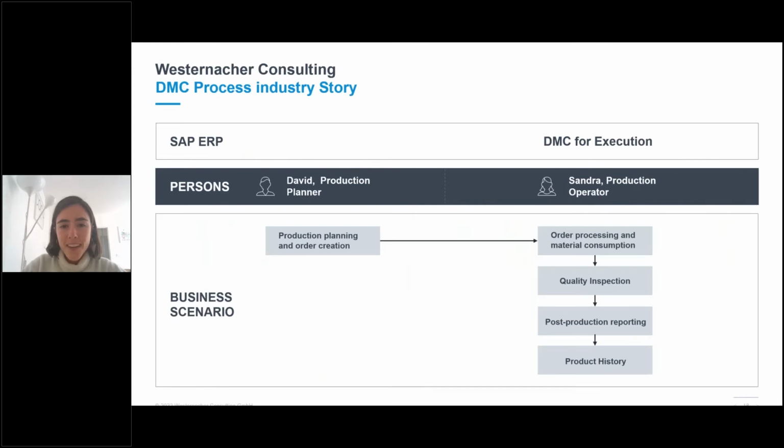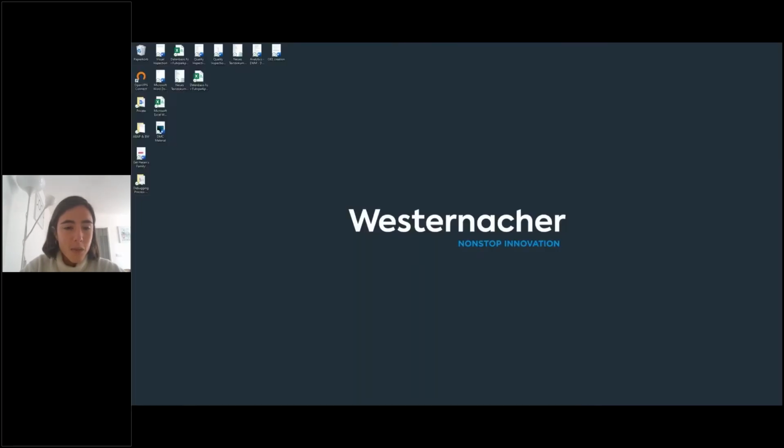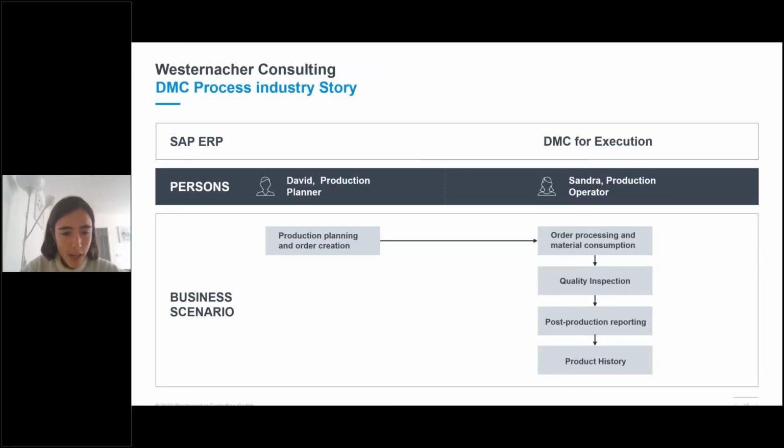So now that we have gone through all these concepts, we will go through the demo where we will show you some basic functionalities on DMC for the process industry. In this case, we'll have David, who is a production planner, and we'll create a production process order on the S/4 system, which will be automatically sent to the DMC.